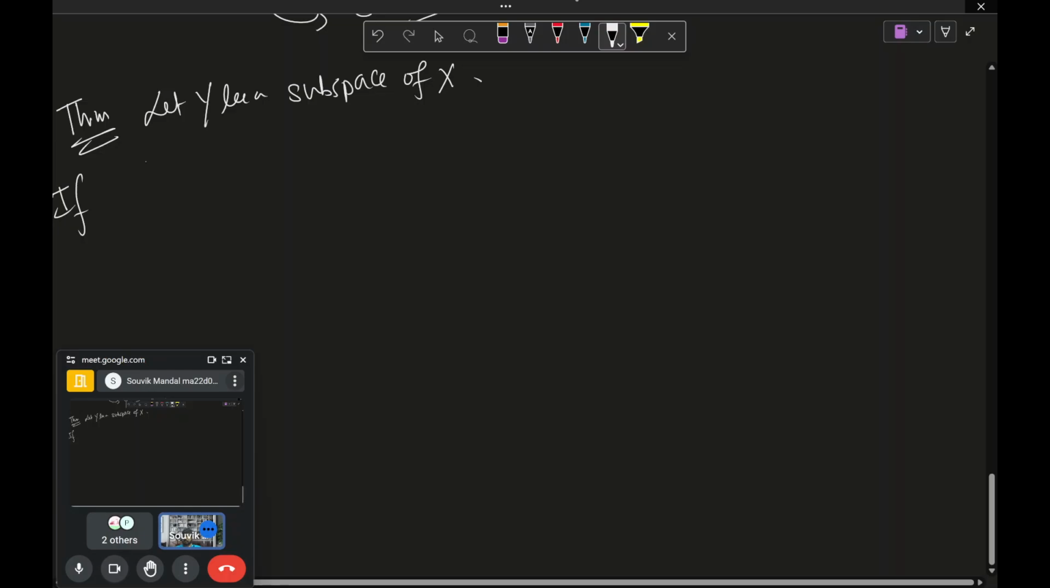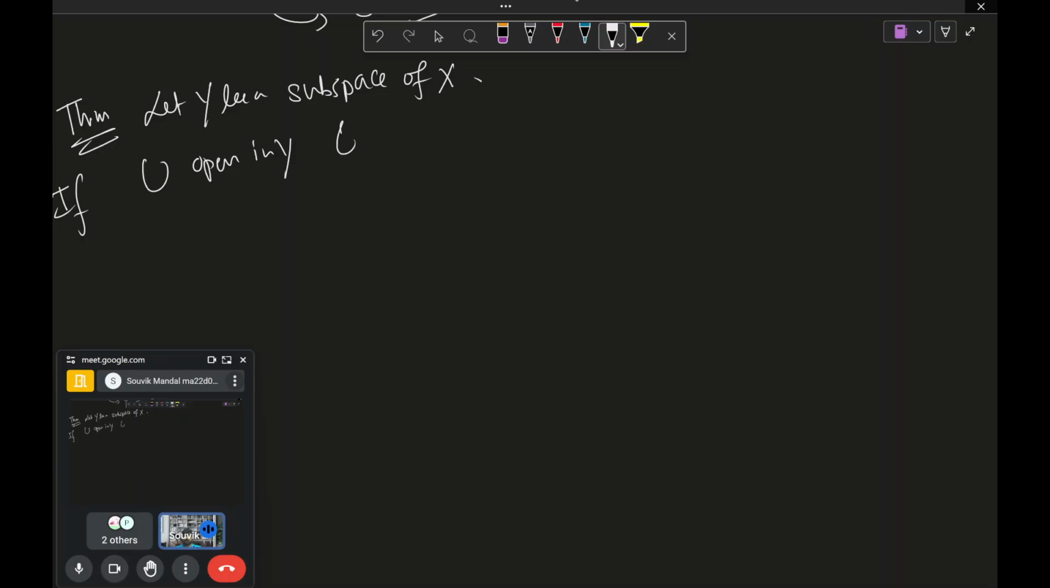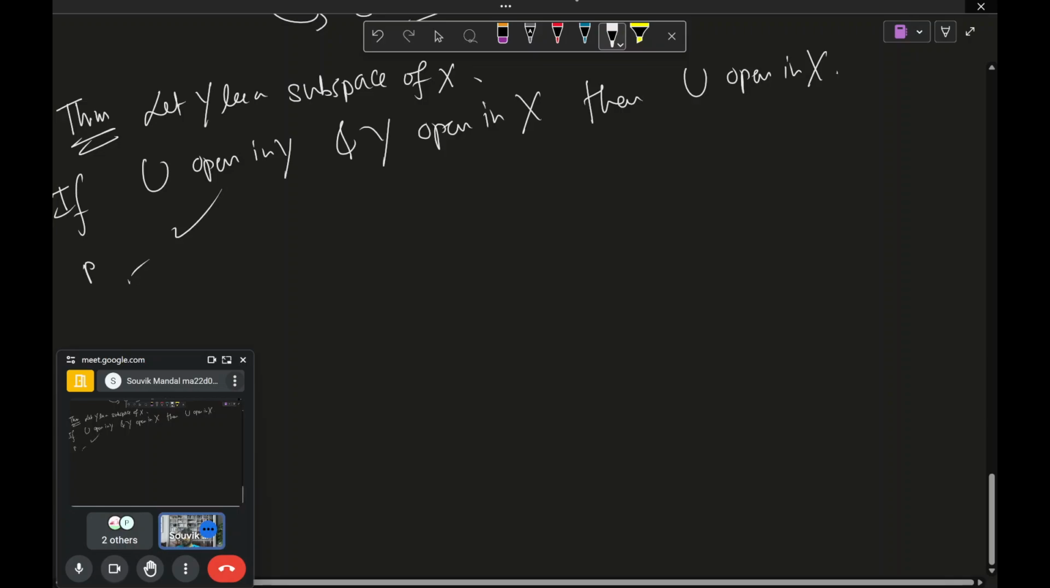The theorem is: if U is open in Y and Y is open in X, then U is open in X also. Yes. How? Because intersection of two open sets is open. Correct. Yes. Okay, so there is another theorem.